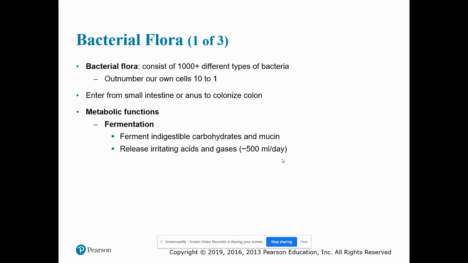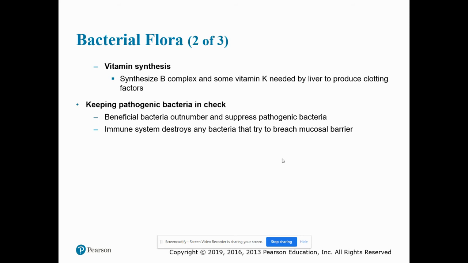So the large intestine has a lot of bacteria, a whole lot of bacteria. It actually consists of over 1,000 different types of bacteria, and they outnumber our own cells 10 to 1. They enter either from the small intestine or the anus to colonize the colon, and the bacteria do have metabolic functions. One of them is fermentation. So they will ferment indigestible carbohydrates and mucin and release irritating acids and gases.